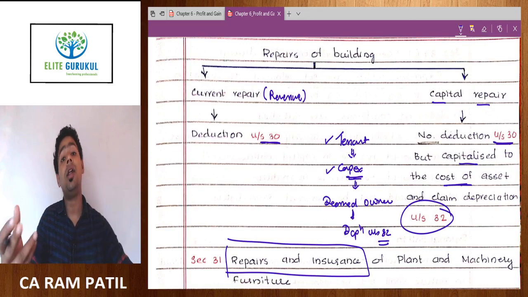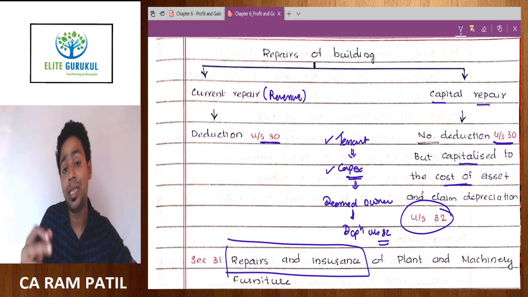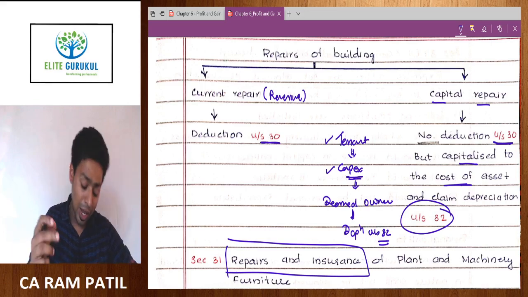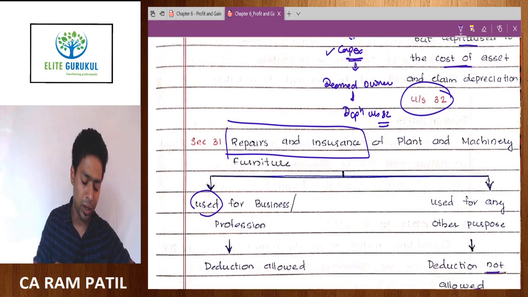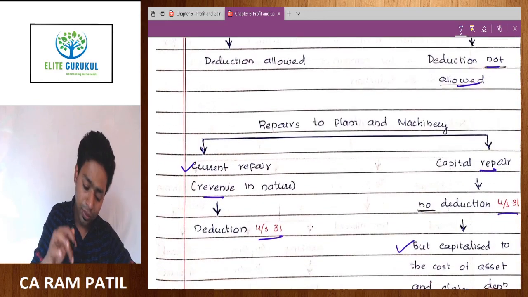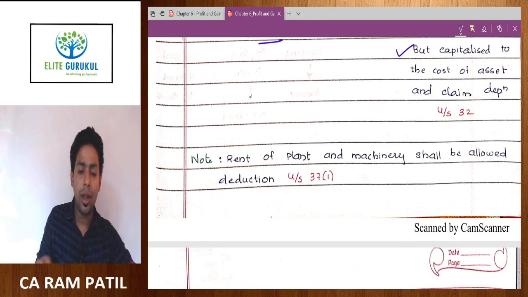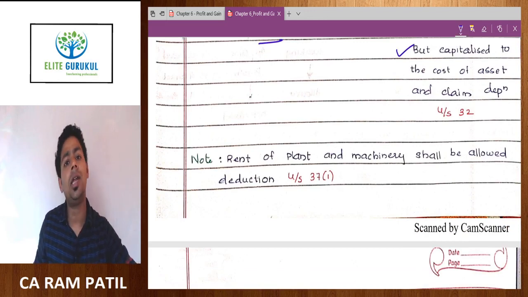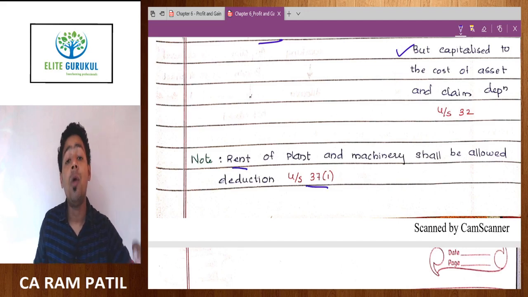If I ask under which section, the majority of you give me the wrong answer by saying it is available under section 31, whereas section 31 gives deduction for only two expenditures, which are repair and insurance. So, what about rent? Rent is allowed as a deduction, and because it is not expressly covered under section 31, it will be allowed under section 37(1), which is the general deduction for PGBP.